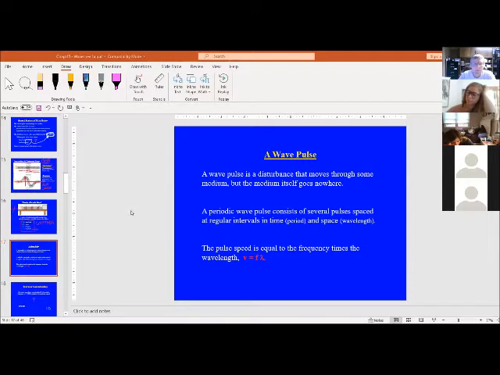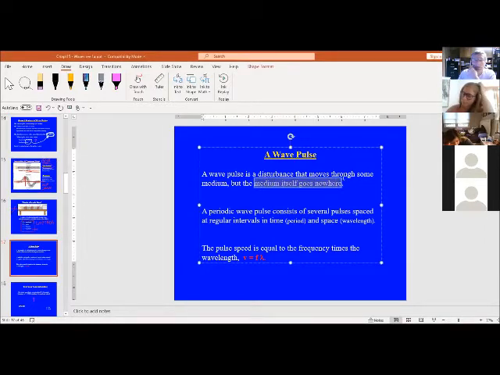Okay, we're moving right along. Next slide, a wave pulse. A pulse is a disturbance that moves through some medium. We saw a water wave, we saw a slinky wave, or pulse in this case, but the medium itself goes nowhere. It's the energy that's going through, the pulse that's going through. A periodic wave pulse consists of several pulses spaced at regular intervals.